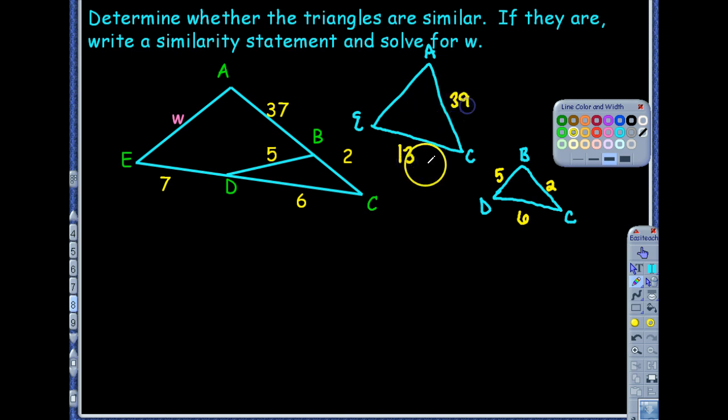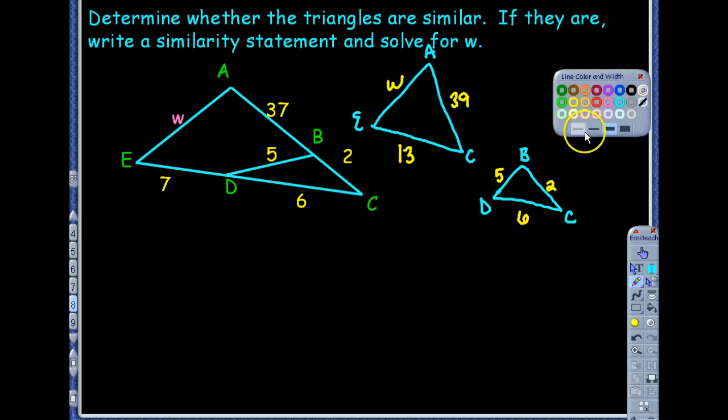And notice over here, too, that I did a little segment addition postulate. Yep. Because we had a 7 and a 6, so obviously I know the whole thing is going to be 13. And I had a 37 and a 2. So when I'm labeling these, I'm taking all of that into account. And then this right here is my W. So the first question is, are they similar? Yeah. So again, we can't set up that proportion. And I know that's what I see people do in a problem like this.